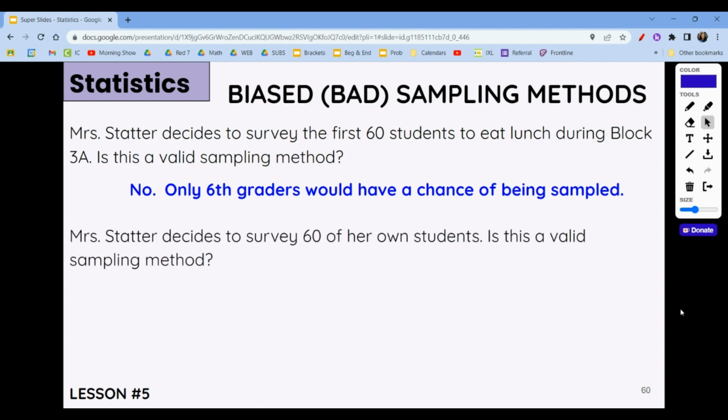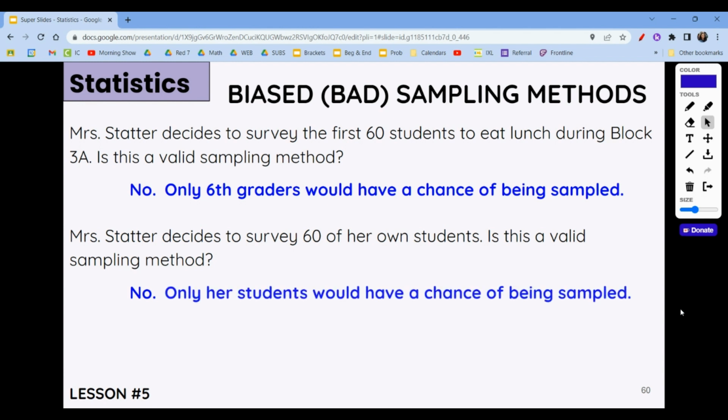Mrs. Statter decides to survey 60 of her own students. Is this a valid sampling method? Would everyone at Spry Middle School have an equal chance of being selected if she surveys just her own students? No, because Mrs. Statter doesn't teach all the students at Spry Middle School. Only her students would have a chance of being sampled.